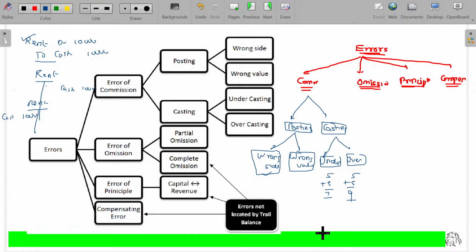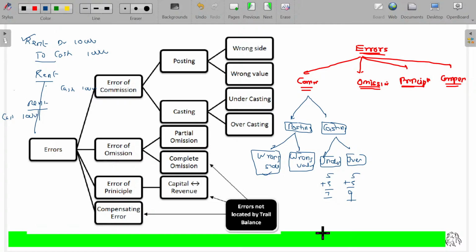Errors. What errors may be possible? Commission. I commit a mistake. Very often we use the term, right? I commit a mistake. I did, but wrongly. What sort of error are you making? Wrong side posting or wrong value posting or both together. Wrong side, wrong value also may be possible, a combination of these two. Another one is casting. While totaling, we make a mistake. The total may be lesser, sometimes the total may be more than its worth. So undercasting and overcasting. So we have completed that.